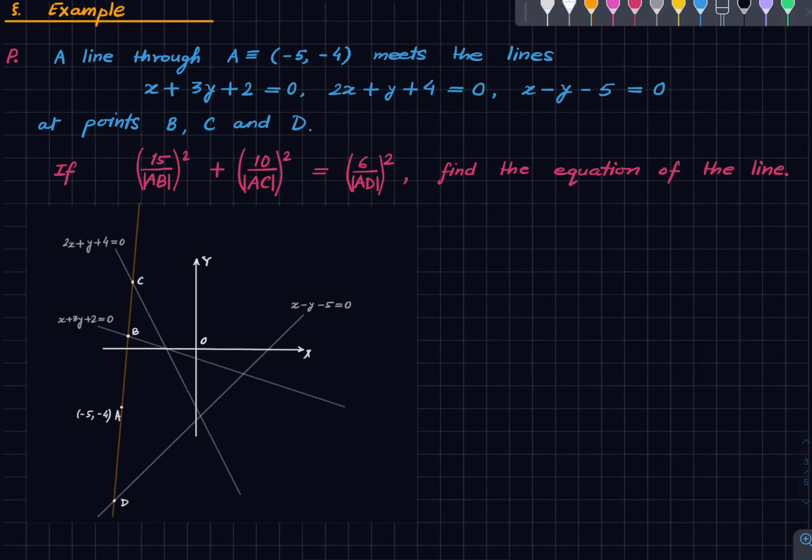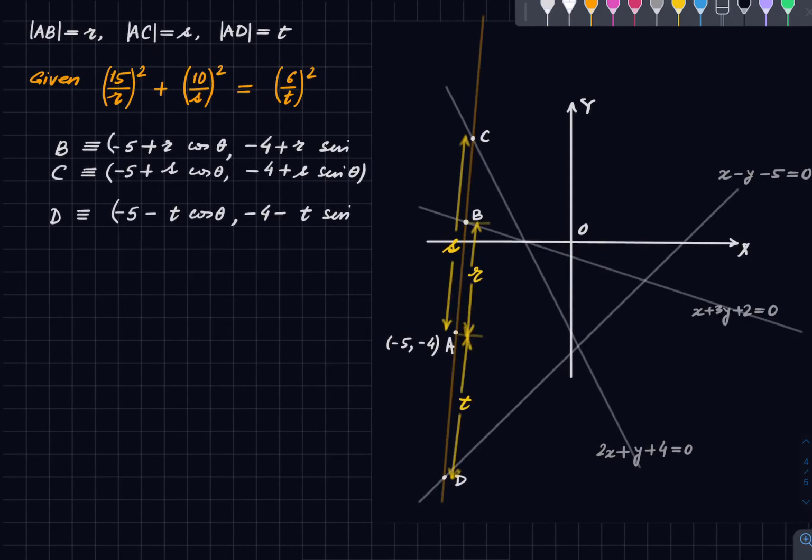But if you go with the polar form, things become very, very easy. All one needs to do is find the slope of the line, because we already know a point through which it passes, and that is how we will go about it. Okay, so let's say the distance between A and B is r, the distance between A and C is s, and the distance between A and D is t. We are given that this holds. Now let me start from scratch.